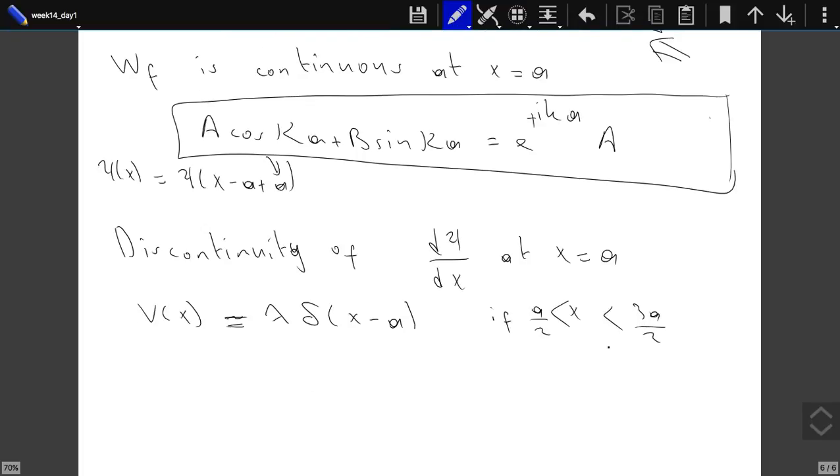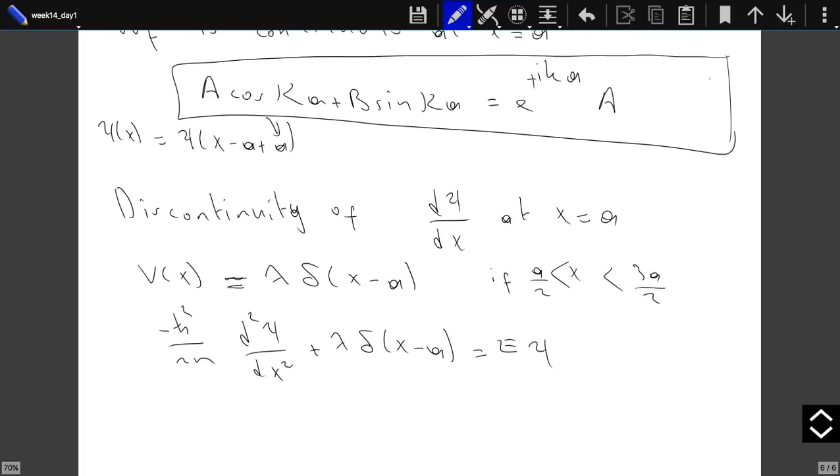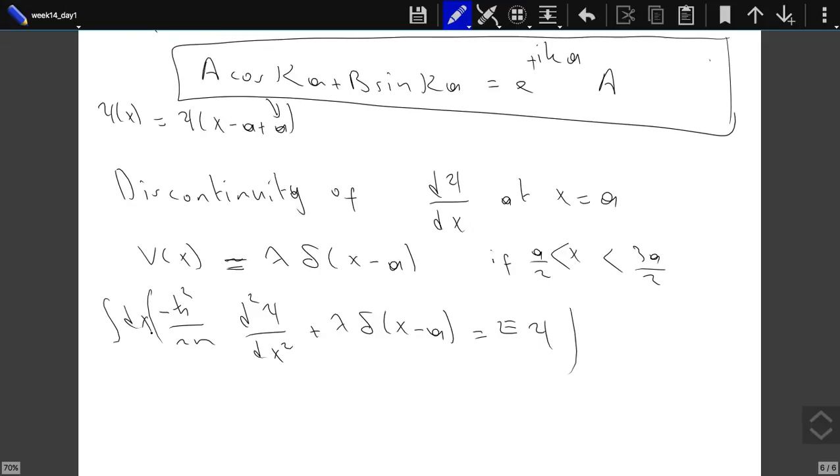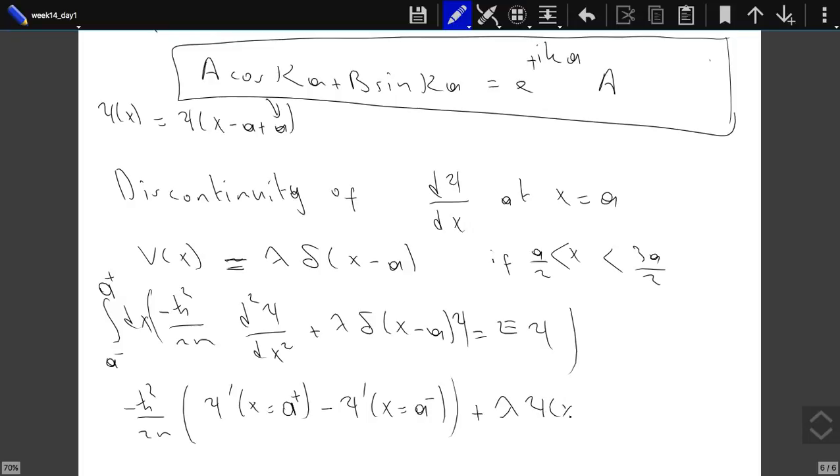Now, if x is close to a, this is our potential. So minus h bar squared over 2m, the second derivative of psi, plus lambda Dirac delta x minus a, this should be equal to E times psi. Just integrate both sides over x from a minus to a plus, from the left of a to the right of a. Then we get minus h bar squared over 2m times psi prime evaluated at a plus minus psi prime at a minus, plus lambda times psi at x equal to a. This should be equal to 0.